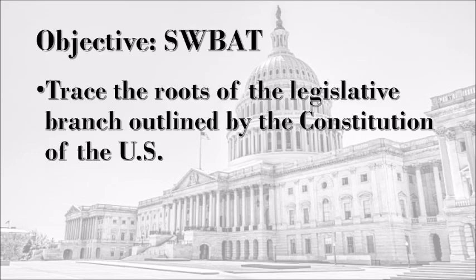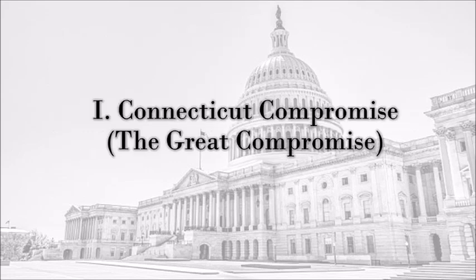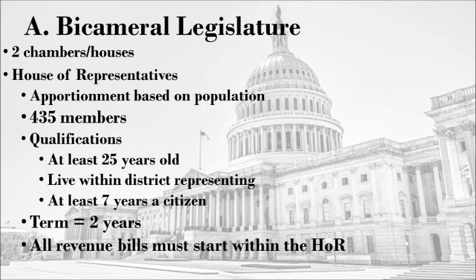The learning objective is that you will be able to trace the roots of the legislative branch outlined by the Constitution of the United States. The Great Compromise, otherwise known as, yes, you are correct, the Connecticut Compromise. This compromise established a bicameral legislature for our national government, made up of the House of Representatives and the Senate.